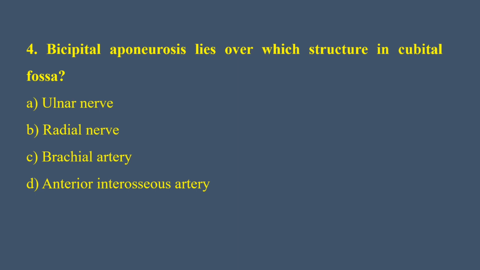Question 4. Bicipital aponeurosis lies over which structure in cubital fossa? A. Ulnar nerve, B. Radial nerve, C. Brachial artery, D. Anterior interosseous artery. Answer is C. Brachial artery.